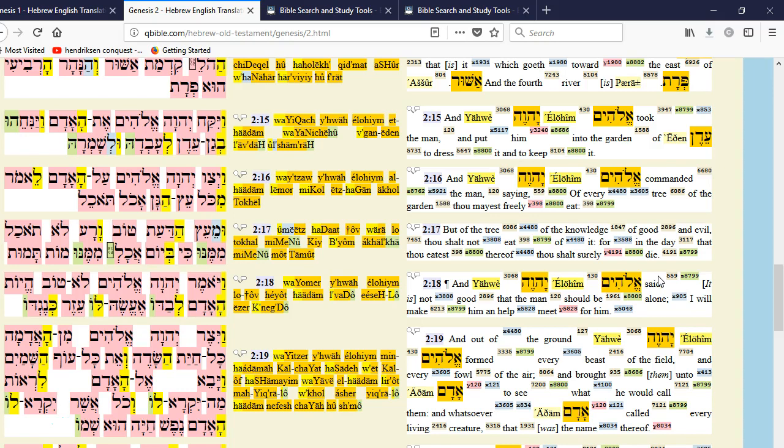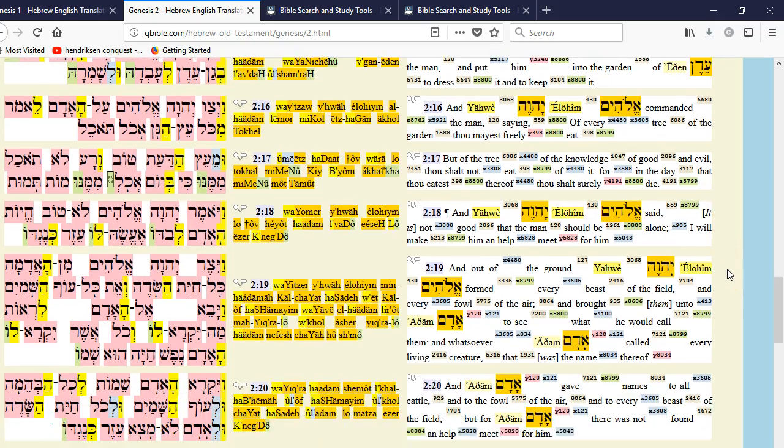This commandment is not to be found in Genesis chapter 1. Because there's a difference. Just because both the Adam of 1 and the Adam of 2 are told what they may eat does not make them the same.